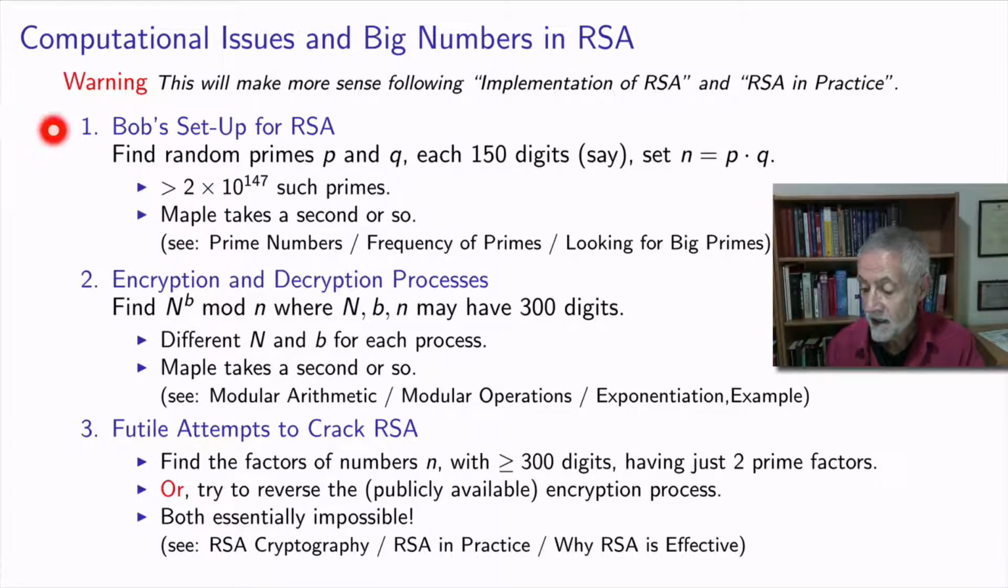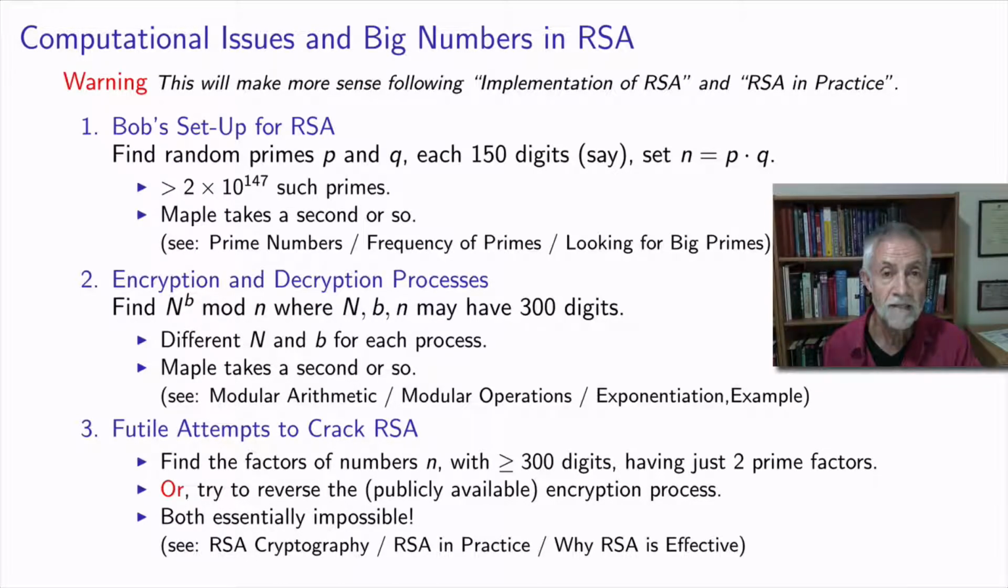First of all, setting up RSA. My setting up, or Bob's setting up of RSA for him, involves selecting two random prime numbers, each 150 digits long or more. Nowadays, typically, they may be as much as 300 digits long, multiplying them to give a number n, which will then be 600 digits long. And all of this takes just a second or so. And you'll see this if you go to the section prime numbers, then frequency of primes, and the slide looking for big primes.